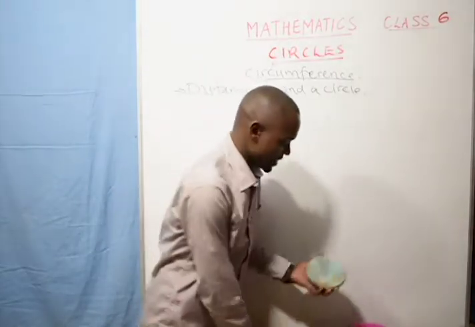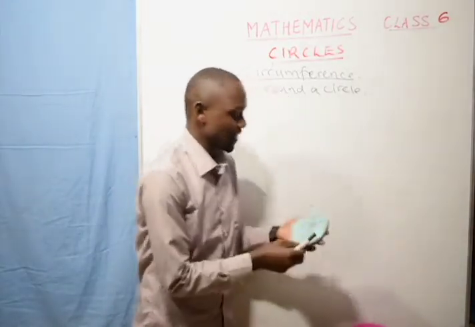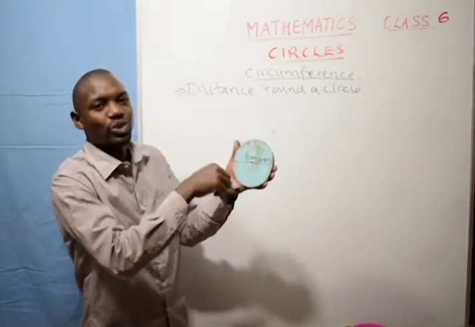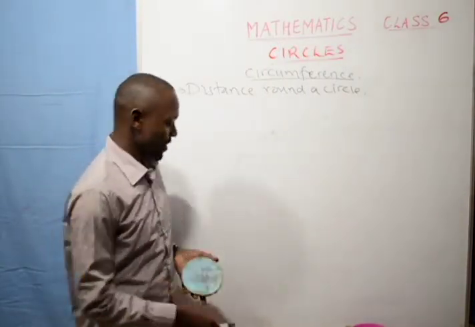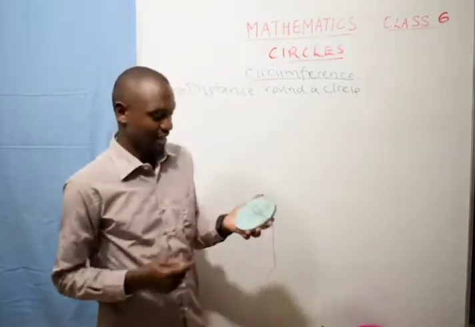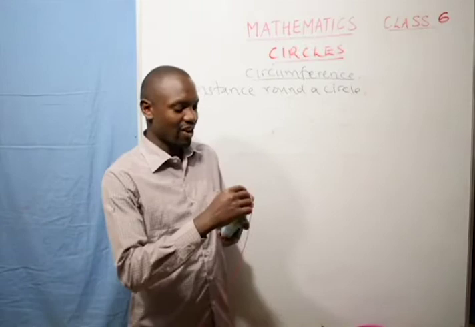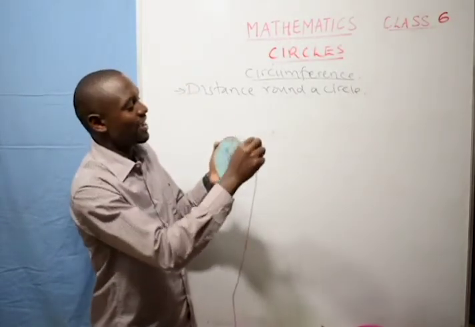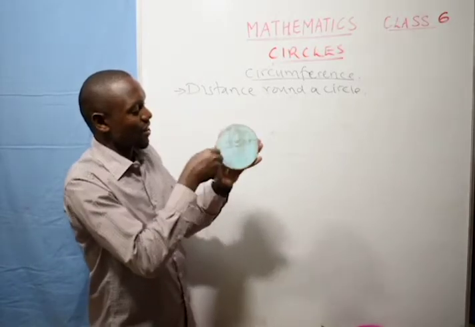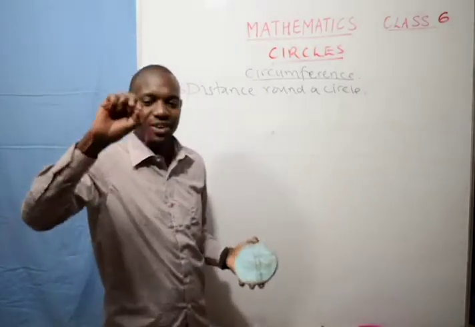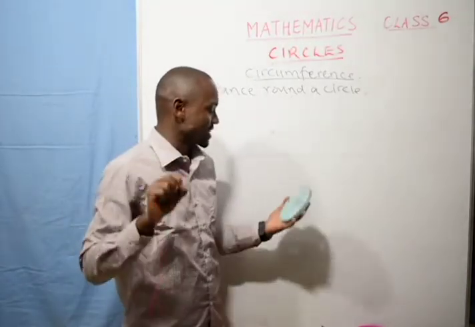So, in this circle of ours, the distance around this circle is what we call the circumference. For example, I have this string here. If I hold this string on one side, and then I take it round this circle up to this part, this now is the circumference of this circle.